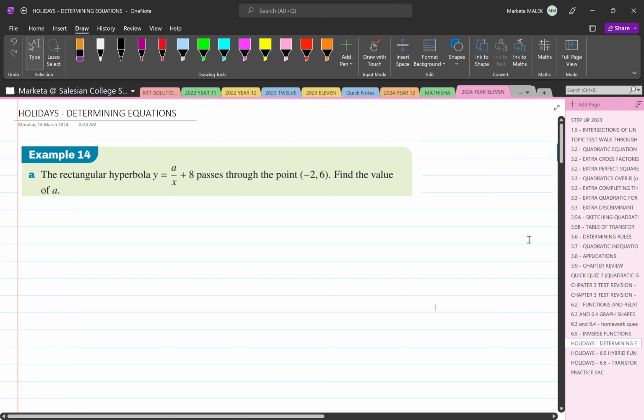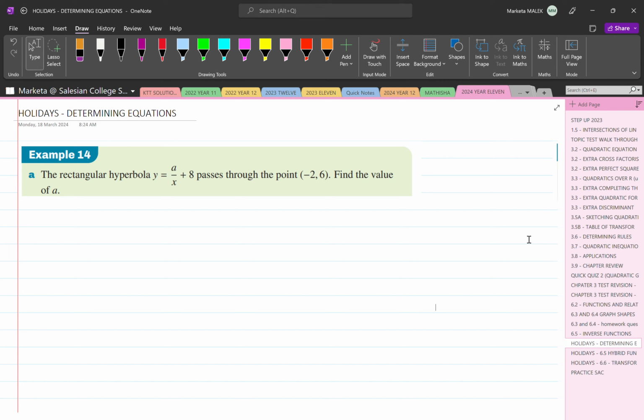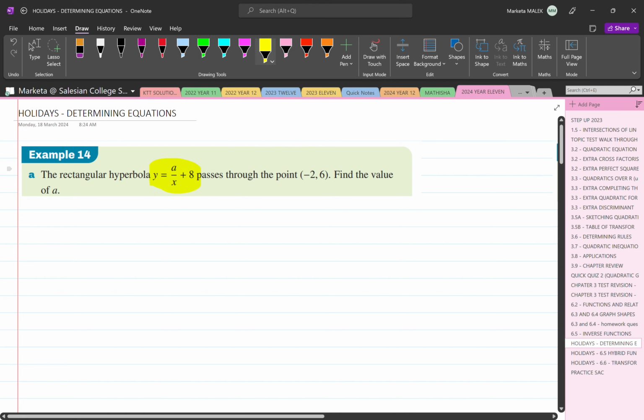Hi guys, today we're going to be determining equations, mainly of root graphs and hyperbolas. So the first one here is pretty straightforward because they give us the form that it's going to be in. Usually step one would be to identify the form, but as we can see, they've already given us the form. And in fact, we're only needing to find the value of a.